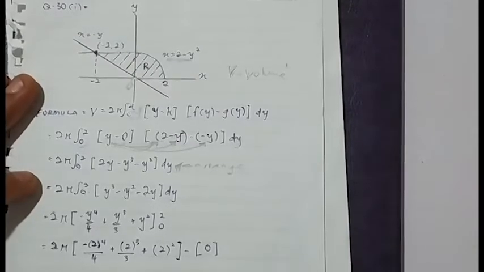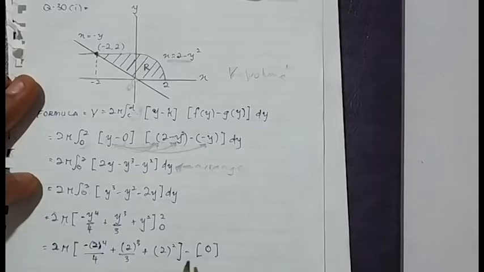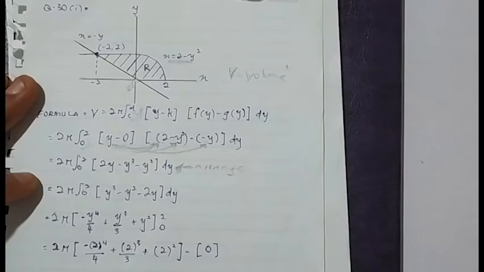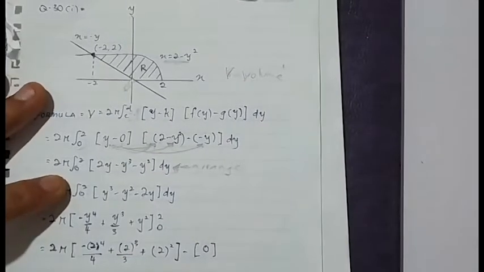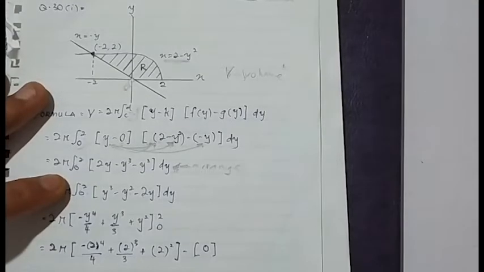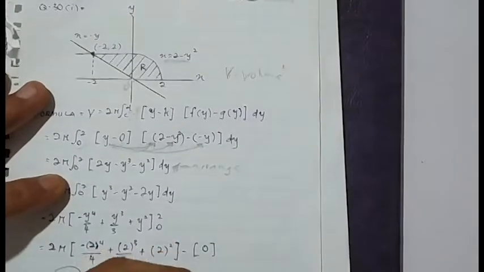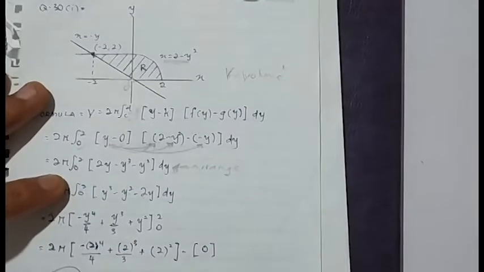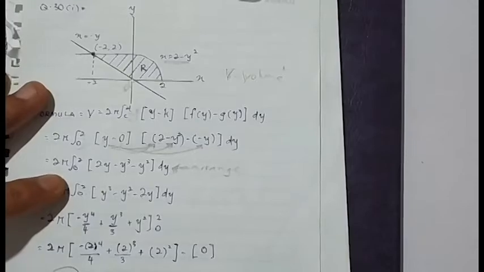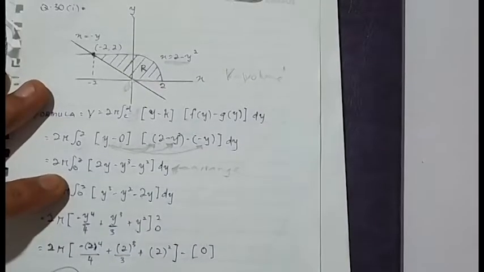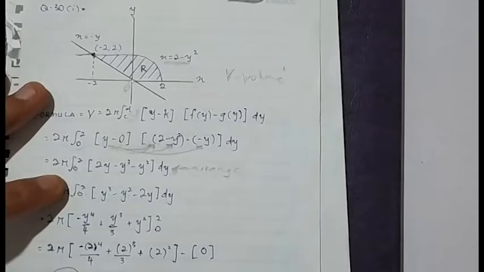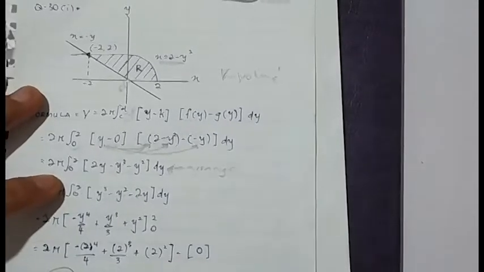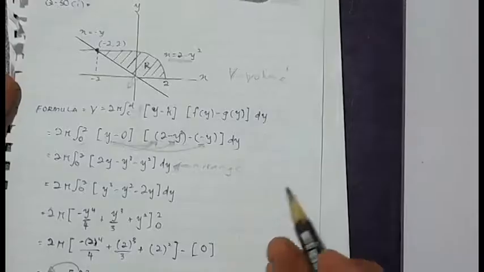So after we put it inside the parentheses, we will get this. Because plus all of this, we get 2 pi times 8 over 3. So, in order for us to get rid of this, we need to multiply by 2. So the answer became 16 over 3 pi unit cubed. So this is the answer for question 1.